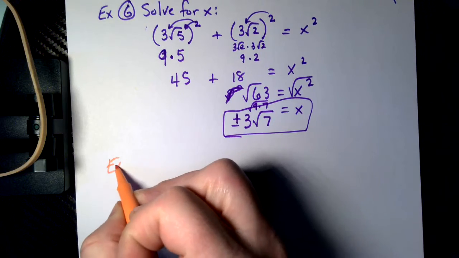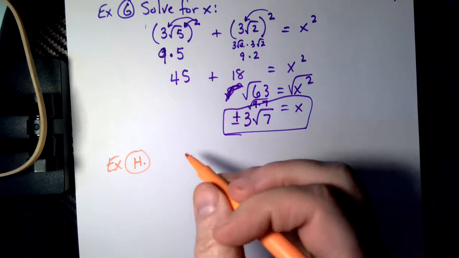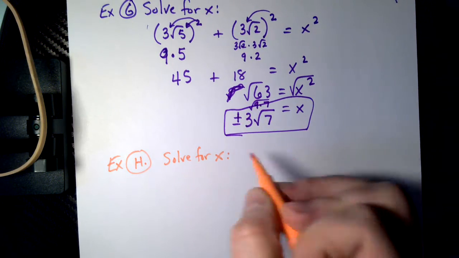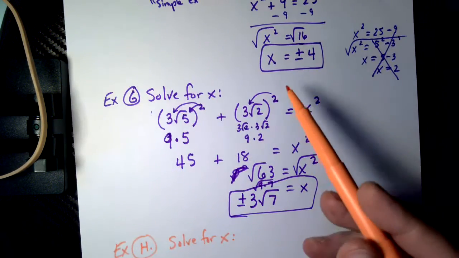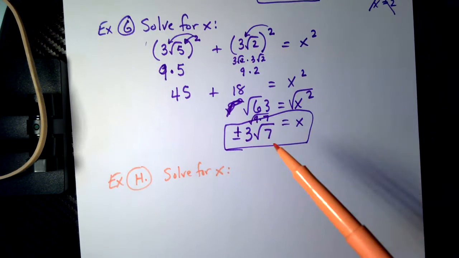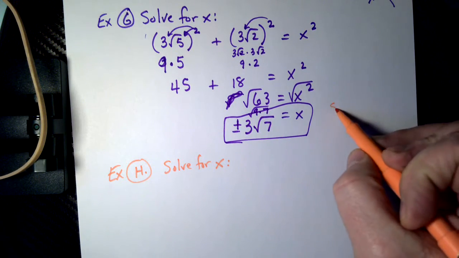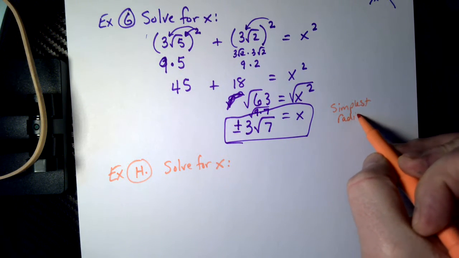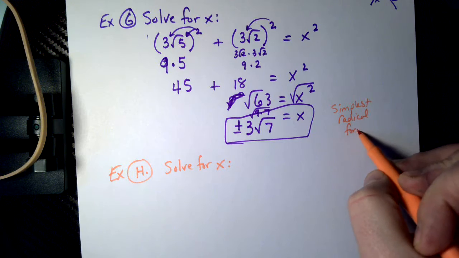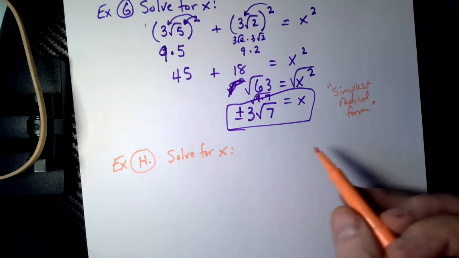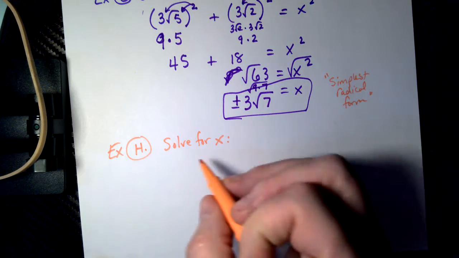How about example H? Solve for x. Notice we're not writing decimal answers down. All right, that one isn't a decimal anyway, but we're not writing a decimal answer down. We're doing simplest radical form. That's how we're answering all of these questions. Just simplify the radical.